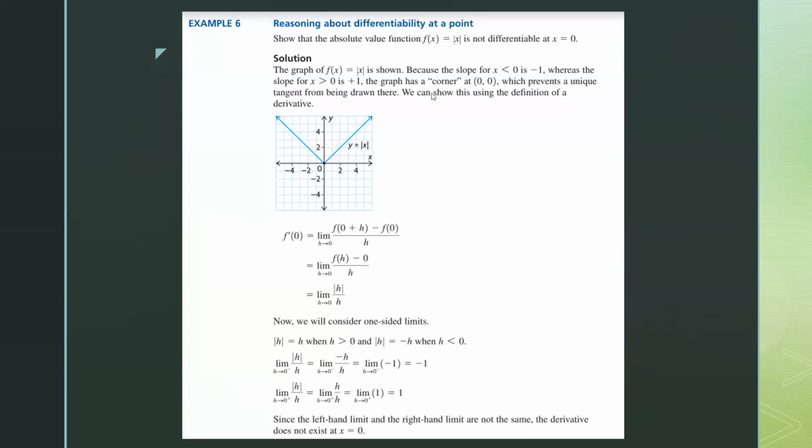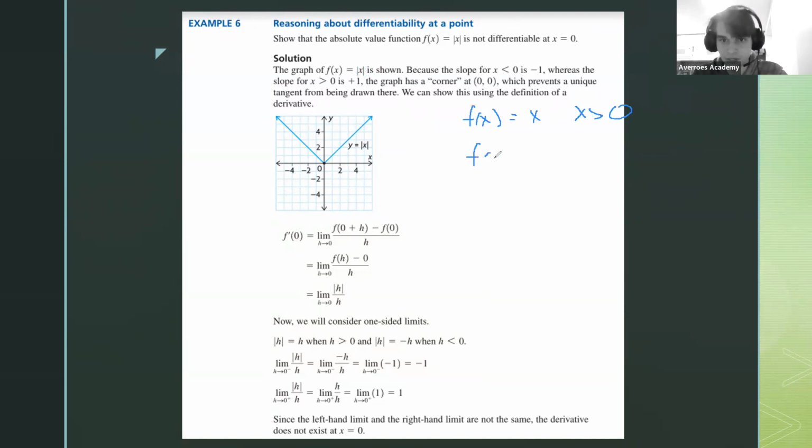Here, we have the graph, which is defined as modulus x. So this function f of x would be x for x greater than 0, and f of x would be minus x if x less than 0. And that's why we have this basically sharp angle in the function. Do you see this?